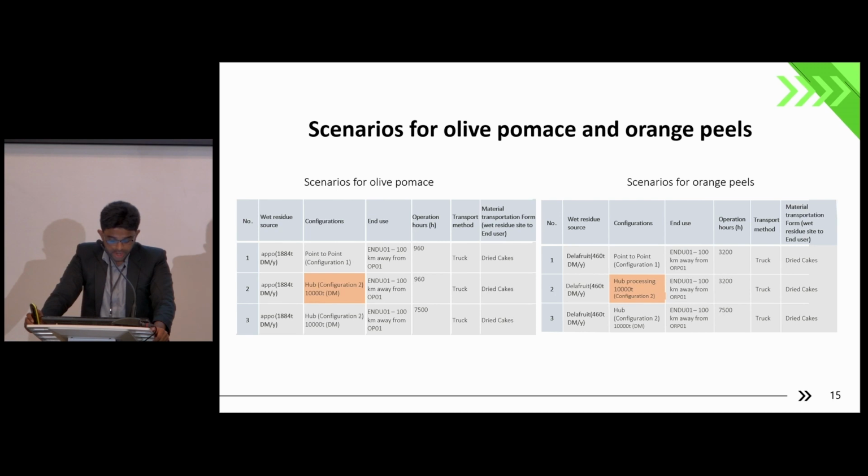And for the third scenario, the operation hours were increased. So in the first two scenarios, you can see the operation hours for oligopomus is 960 hours per annum, and for orange peels is 320 per annum. And for the third scenario, it was a hypothetical case, where we introduced additional operation hours, increasing from 960 and 320 to 7,500. And it also has a hub.